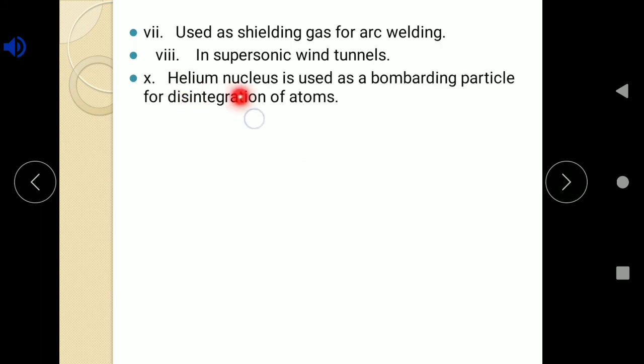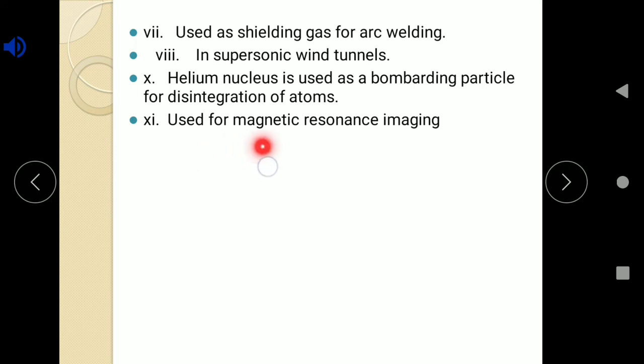Helium nucleus is used for bombarding particles in the disintegration of atoms. Disintegration means separation. If we want to separate an atom, then it is bombarded with helium nuclei. That is, in nuclear chemistry it is used. It is also used in magnetic resonance imaging to get the images. So these are the uses of helium.